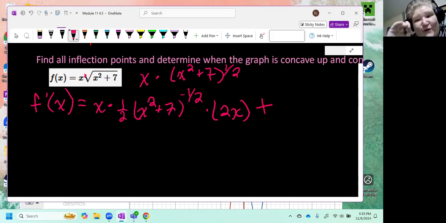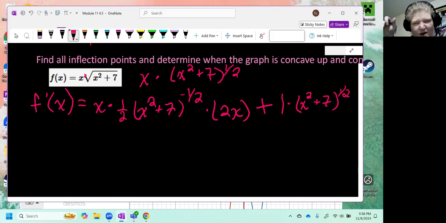Plus, that was only half of our derivative. That was keeping the x, doing the derivative of the square root. Now we're going to keep the square root, do the derivative of x, which is boring, 1. So we have 1 times (x squared plus 7) to the 1/2. Now I'm seeing that (x squared plus 7) to the 1/2 is showing up in both terms. In one term, though, it's on the bottom, and in the other one, it's on the top.